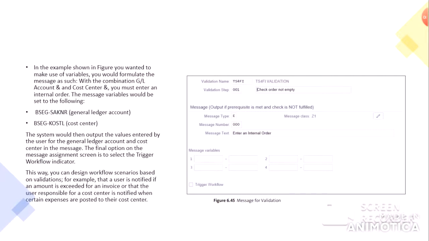So this is the message for validation. Validation step 1, check order not empty. So this is the message class. Message type is error and the message is: enter an internal order, and here we will update the message variables.